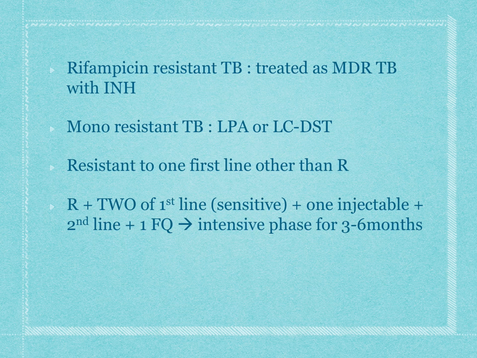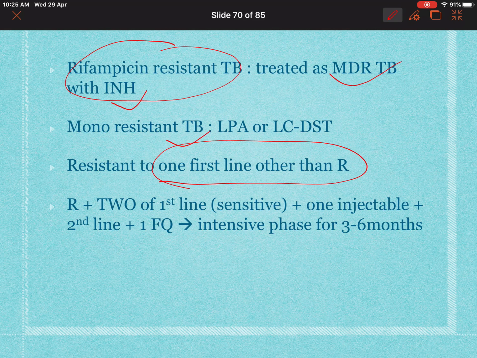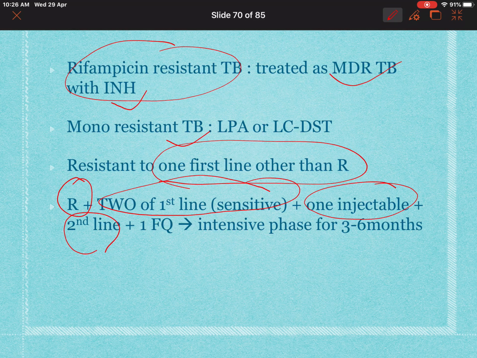Let's go to the minor things. If there is only resistance to rifampicin, then you exclude rifampicin from the treatment regimen, keep INH and treat as MDR TB. Mono drug resistant TB, resistant to a first line drug other than rifampicin: then you will give rifampicin plus 2 drugs from the first line, that could be isoniazid or pyrazinamide, ethambutol, and one streptomycin. From the second line oral drugs, and one from fluoroquinolones. This is the intensive phase for 3 to 6 months.